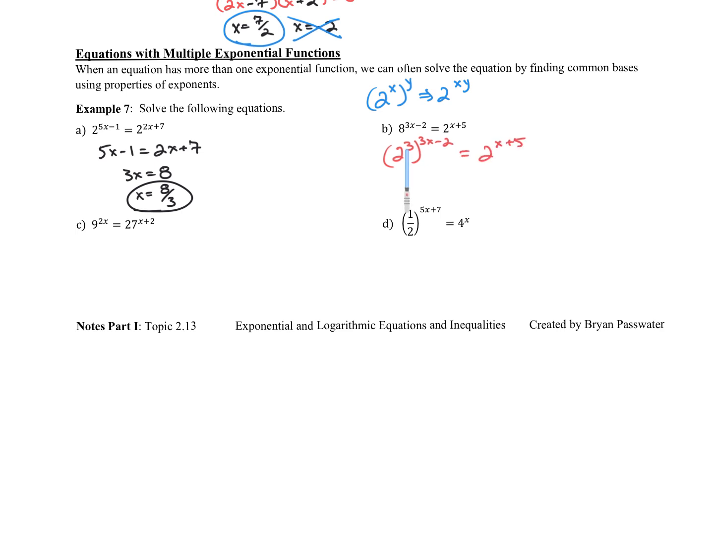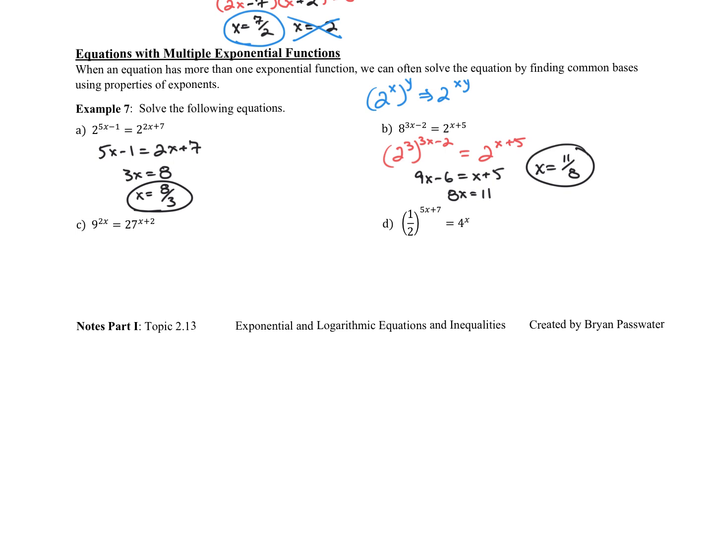Now, what are we going to do with this cubed and this 3x minus 2? We're going to multiply them. I can get rid of my base 2's, but I have to multiply these. How many x's will that be? 9x minus 6, which is equal to x plus 5 here. Now when I start solving for x, how many x's would I have on the left side? 8. So now I have 8x is equal to 11, and then I get x is equal to 11/8.